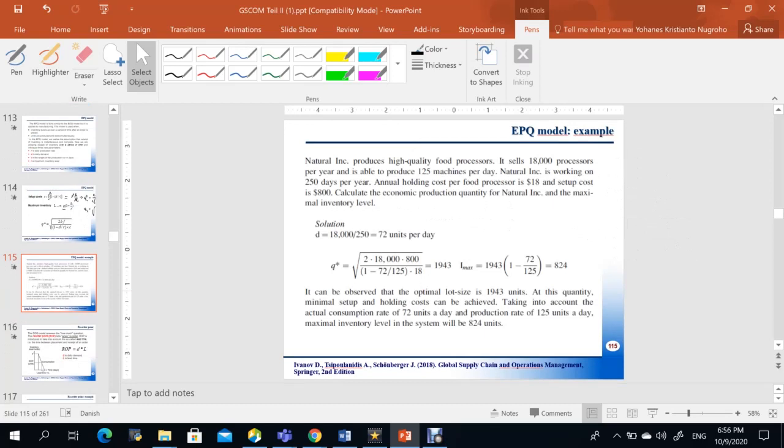Now we have an example. Natural Incorporation produces high-quality food processors. It sells 18,000 processors per year and is able to produce 125 machines per day. Natural Incorporation works 250 days per year. The annual holding cost per food processor is $18 and the setup cost is $800. We have to calculate the economic production quantity for Natural Incorporation and the maximal inventory level.